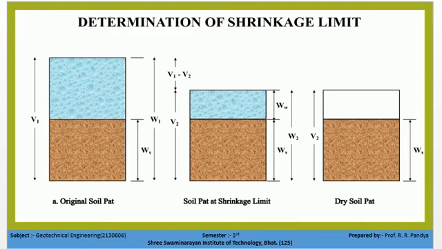Now take a look at the figure here. First, the original soil bed behaves like a fluid. In that soil sample, the weight of soil solids is denoted by Ws, and the weight of water is considered as W1. Here is the volume V1.